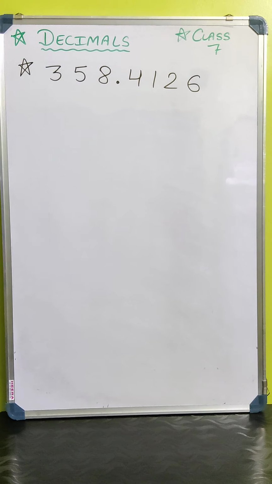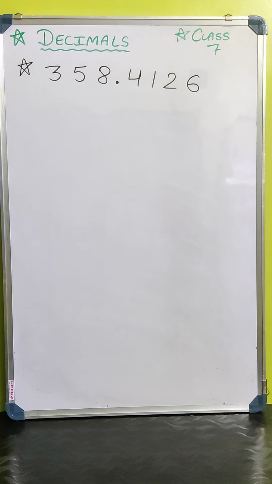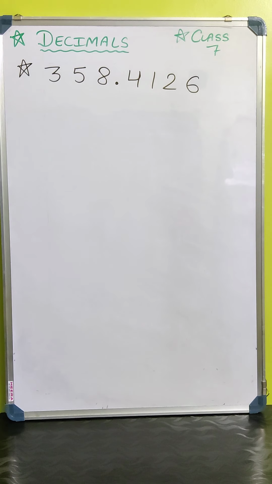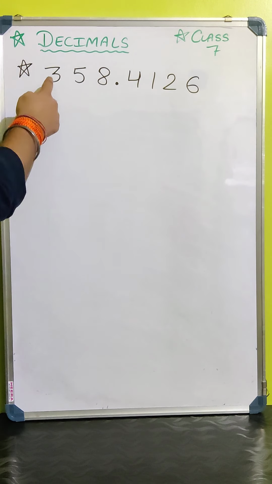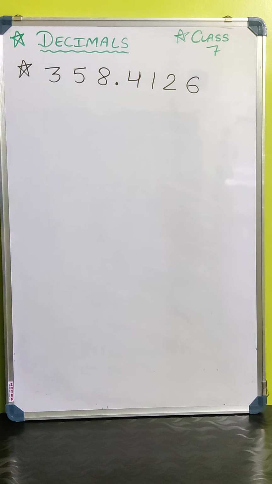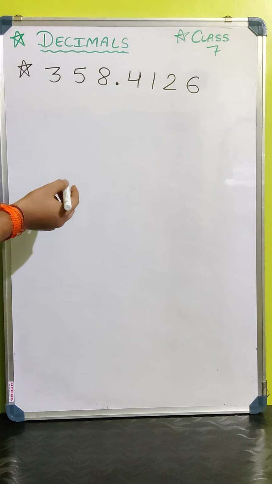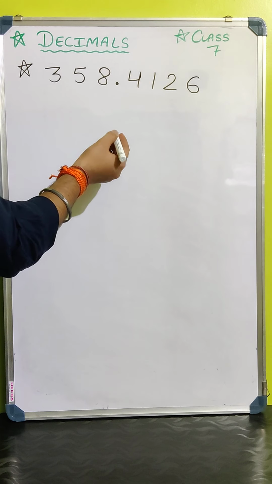Hello students, today we will discuss the decimal parts of chapter 2, that is fractions and decimals. I have written a number there: 358.4126, that is 358 decimal 4126. You will not read it as "4126". You have studied this in the last classes also, class 6 and class 5.